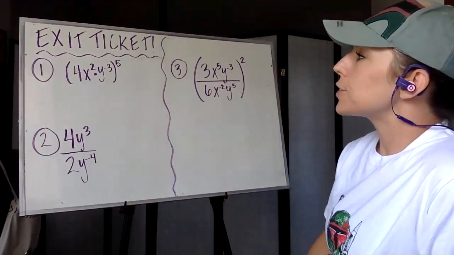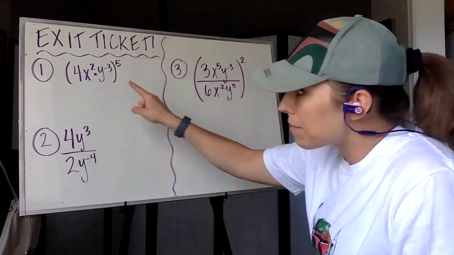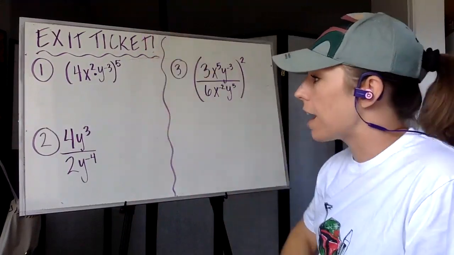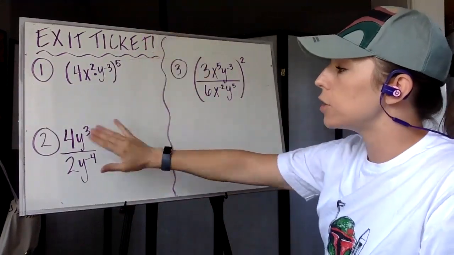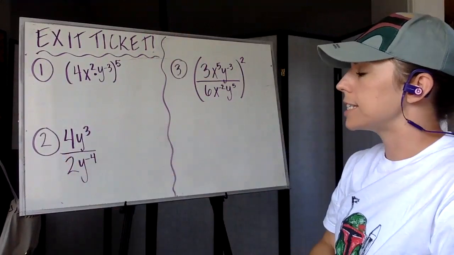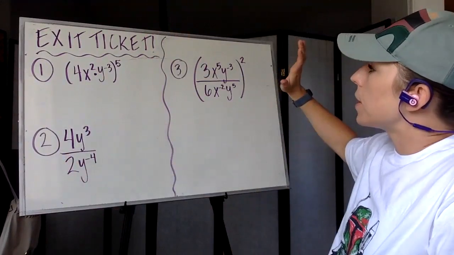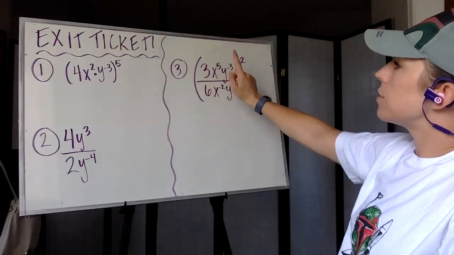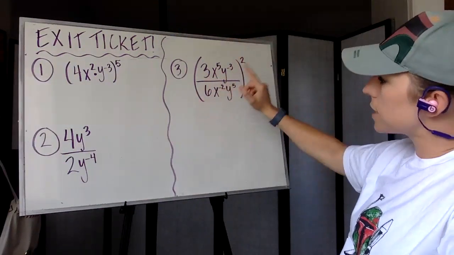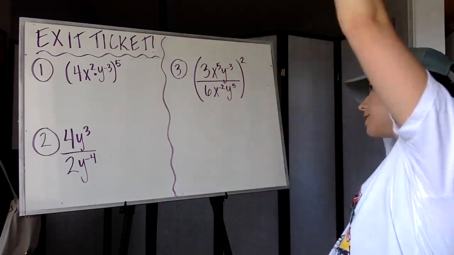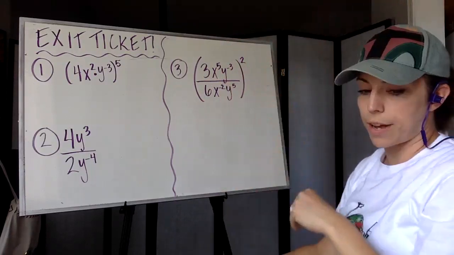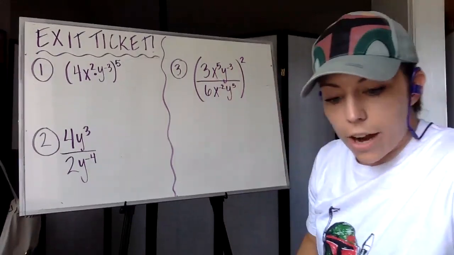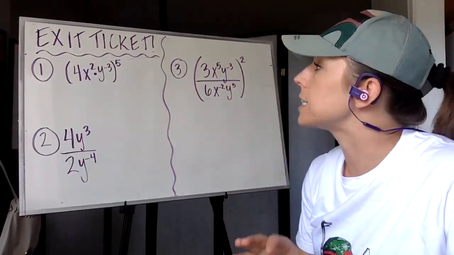Number one, 4x squared times y to the negative 3, all raised to the power of 5. Number two, 4y cubed divided by 2y to the negative 4. And then number three, 3x to the fifth, y to the negative third divided by 6, x to the negative second, y to the fifth, all raised to the power of 2. Oh my gosh, so much fun. I love this stuff. All right, let's take this one step at a time.